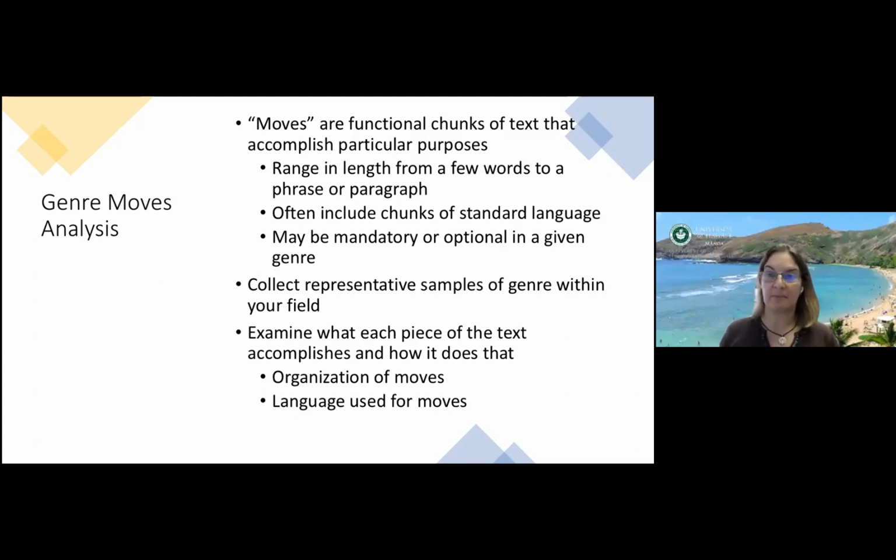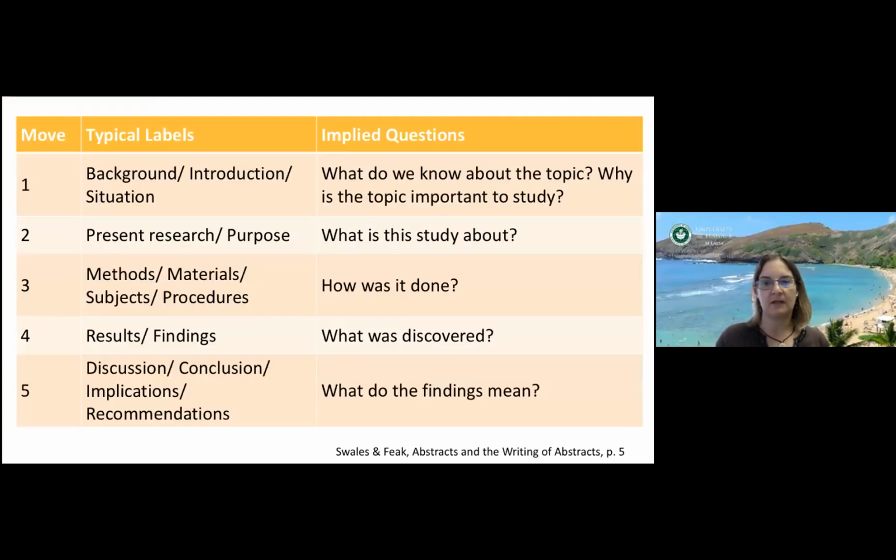So finding as many samples as you can, and then really breaking it down to see what does each piece of that text do and how does it do it? So what's the order of the moves? What language indicates that you're doing those moves? And what of that is formulaic? What could you use to make your own template for writing that? So here's from Swales and his colleague, Christine Feak, who've written quite a few really helpful books about writing for graduate school. Quite frequently, these are the moves in a research abstract.